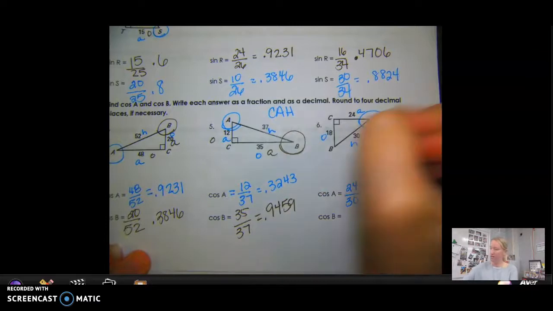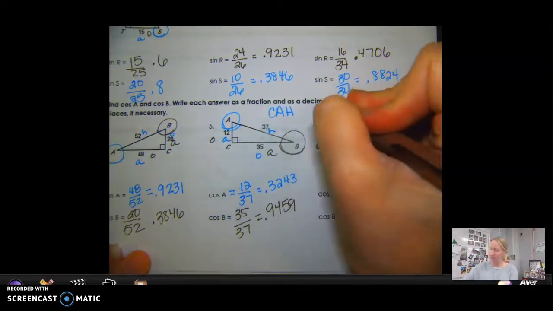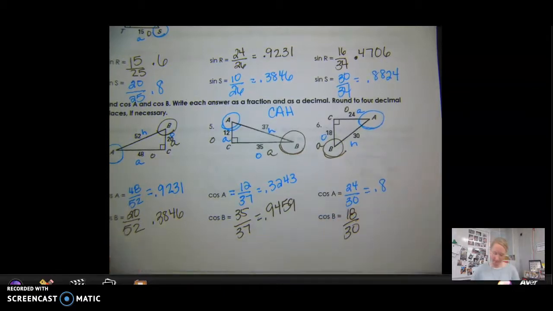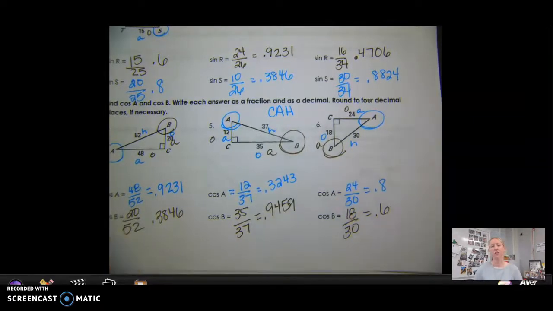0.9459. B, A, and O. A over H would be 18 over 30, which is 0.6. So that's just finding the ratio, right?